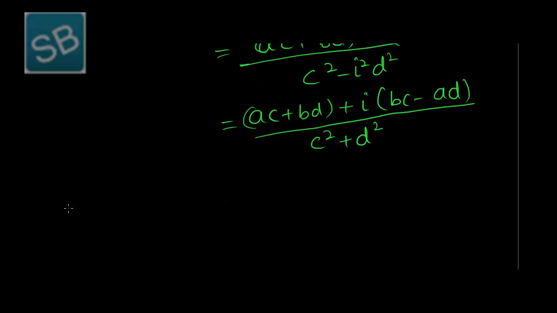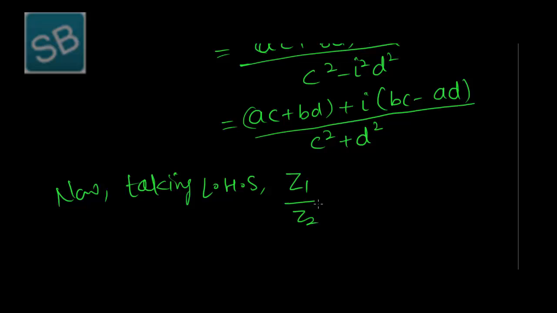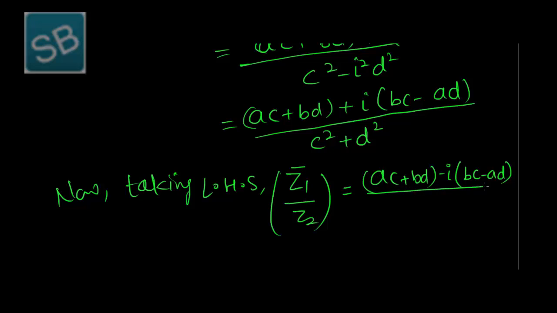Now taking the left hand side, that is Z1 over Z2 whole bar, that is (AC plus BD) minus iota (BC minus AD) over (C square plus D square).